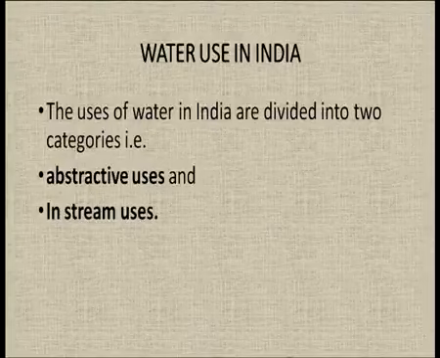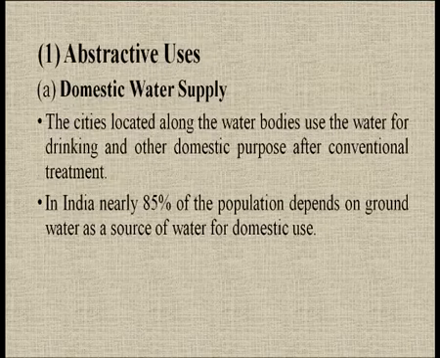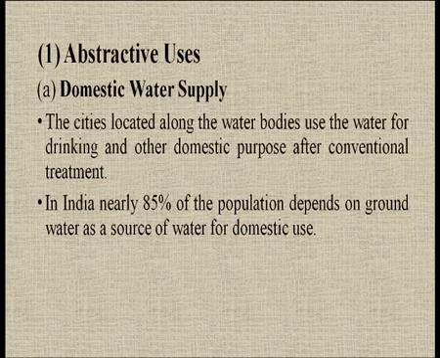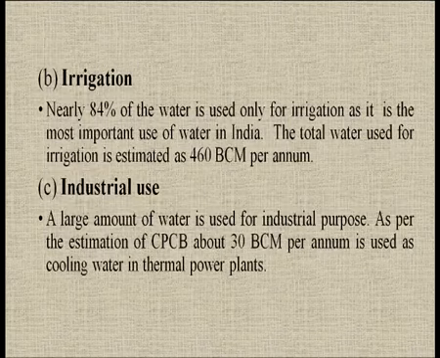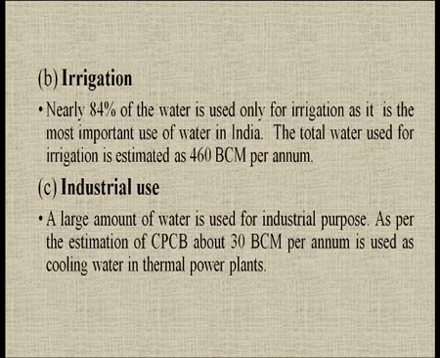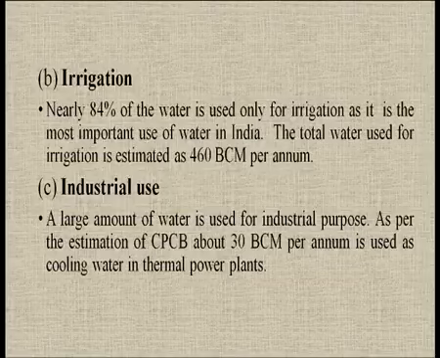Now, the use of water in India is divided into two categories: abstractive use and in-stream use. Abstractive use includes domestic water supply. In India, nearly 85% of the population depends on groundwater as a source of water for domestic use. Then irrigation. 84% of the water is used for irrigation. Industrial use. A large amount of water is used for industrial purposes.